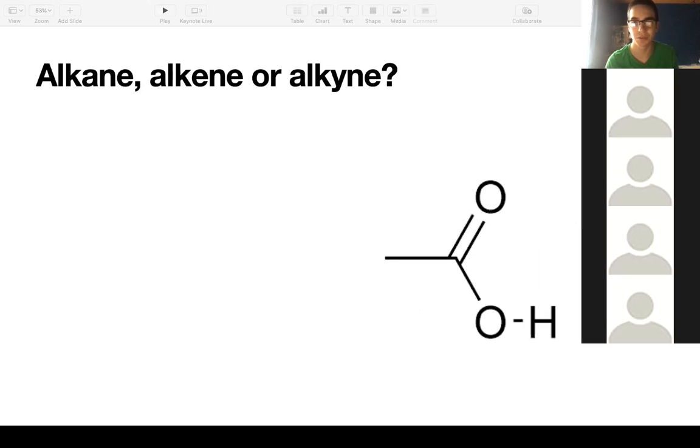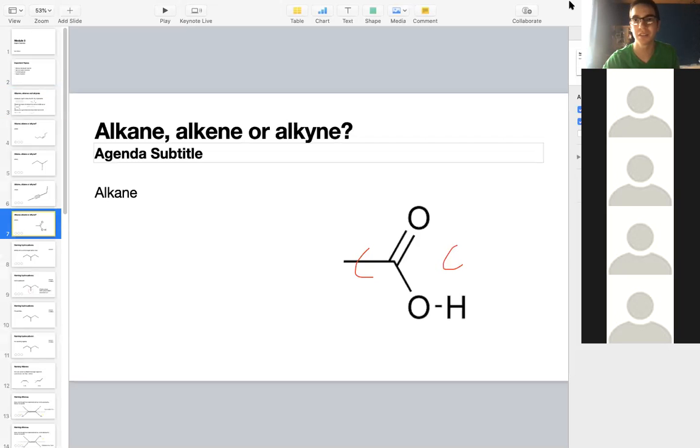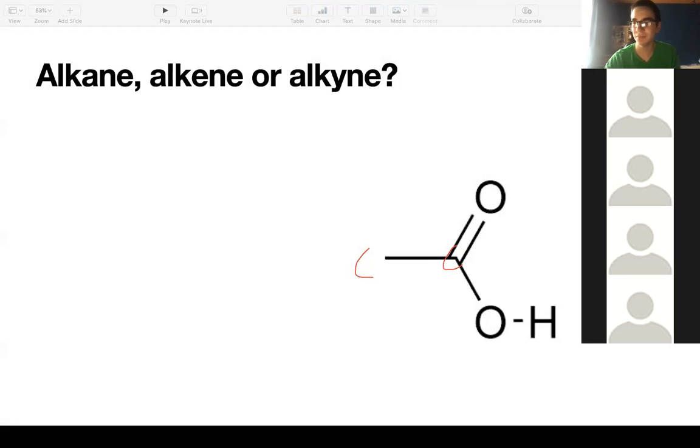And this last one? That one is an alkane. Mm-hmm. That one's just an alkane. So we're only focused on these carbons and their connection to each other. So they're just connected through a single bond. So an alkane.